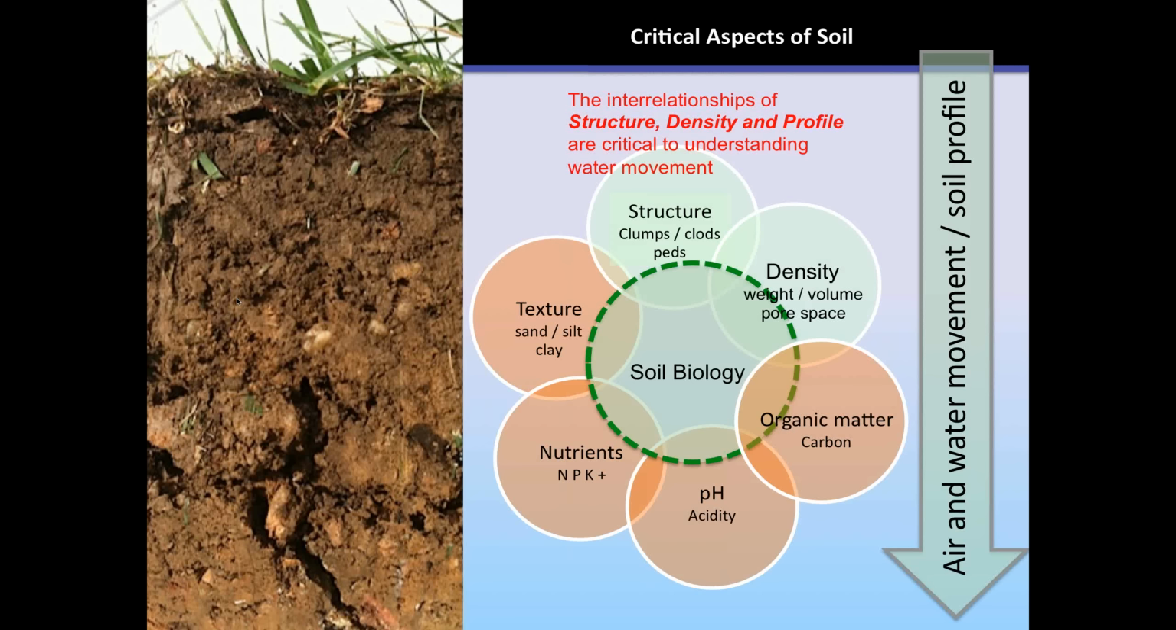And what we're seeing is that the interrelationships of structure, density, and profile are critical to understanding water movement in the soil. And so if we miss those three elements in thinking about the design of these systems, we can make them so they don't work, or they might work too fast and don't do anything, or might work so slowly that they cause other problems.